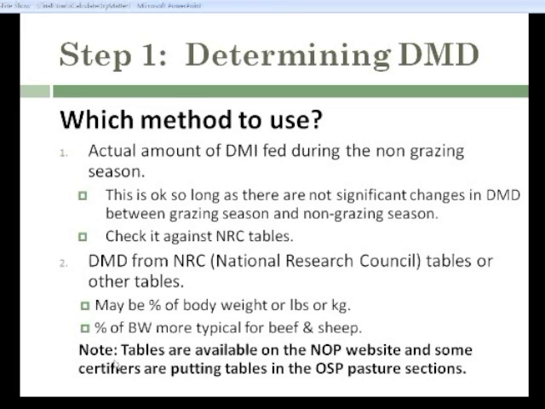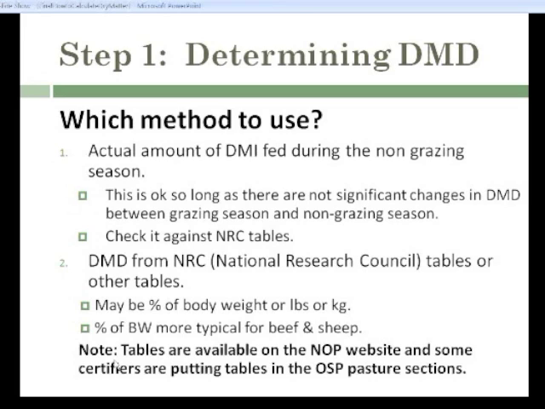So there are a couple different ways that most people are figuring out what the dry matter demand is for the different groups of animals on the farm. One of the two methods that you can use is to use the actual amount of dry matter that you're feeding to that group of animals during the non-grazing season. So then you would actually be adding up the total pounds of dry matter you're feeding per head per day to that group when they're not out on pasture and they're getting 100% stored feed from grain and hay and silage. This system does work as long as there are not big changes in the dry matter demand between the grazing season and the non-grazing season.